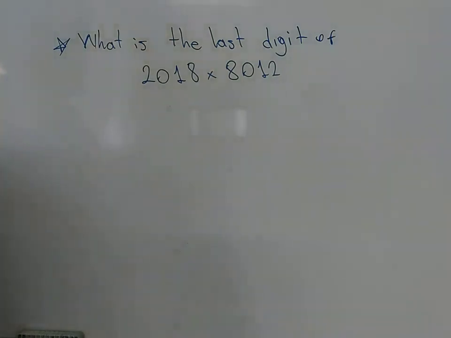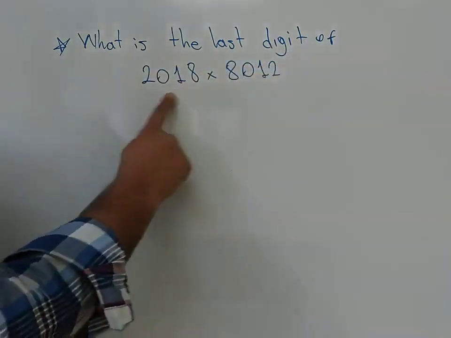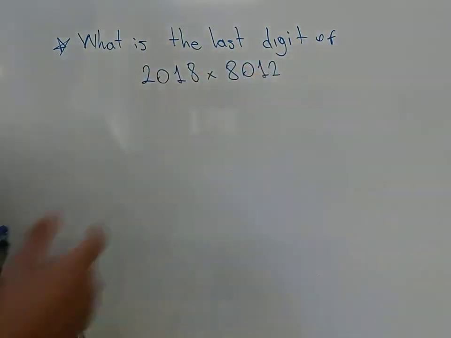Hello and welcome. Today I'm going to show you three types of questions that you come across in Olympiads. The first one is: what is the last digit of 2018 times 8012?